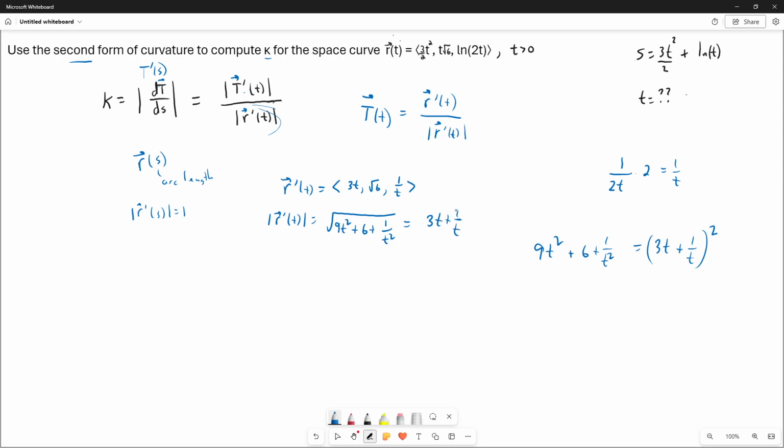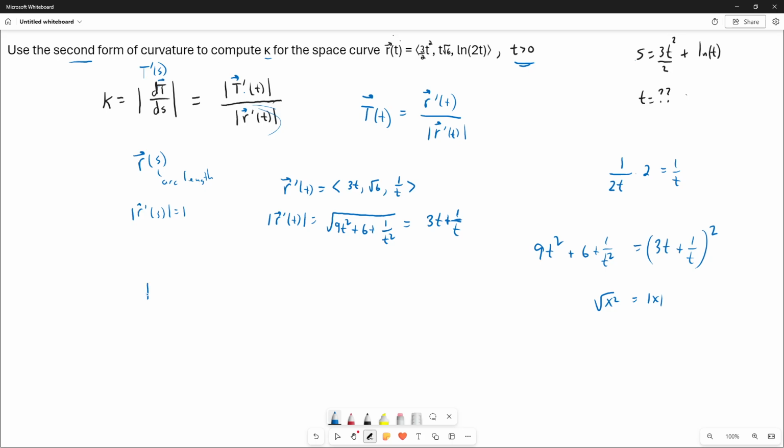Now we might want to put that in absolute values, but we are insisting that t is positive, and so this is a positive quantity. In general, the square root of a number squared is not the number, but the absolute value of the number, because the x here could have been negative. But okay, 3t plus 1 over t is positive, because t is positive, so no need for absolute value bars.